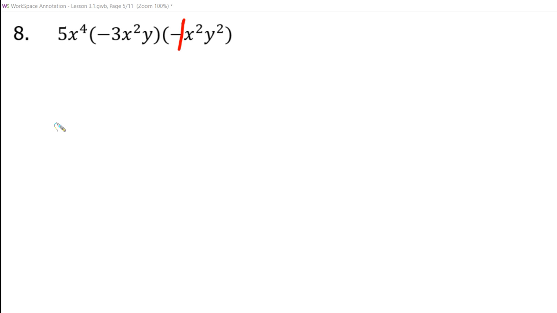So working backwards, what's negative 1 times negative 3? Positive 3, and 3 times 5? 15. So you should have gotten positive 15. The negative times the negative should have changed to positive.